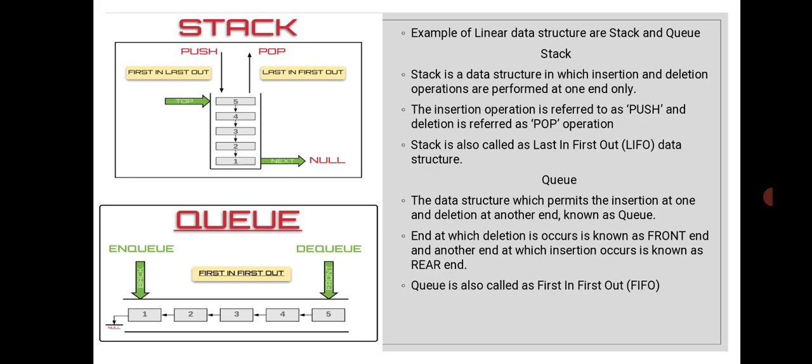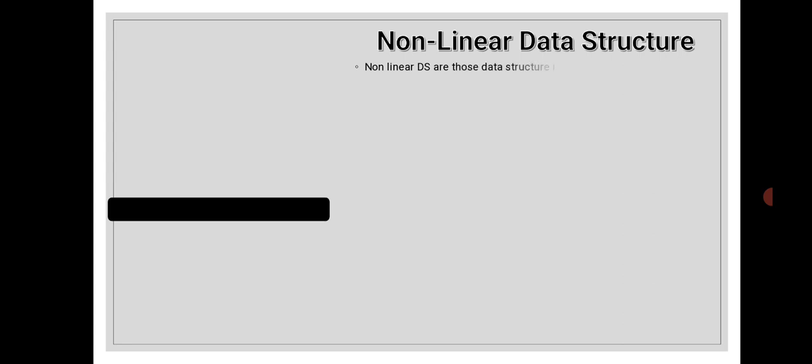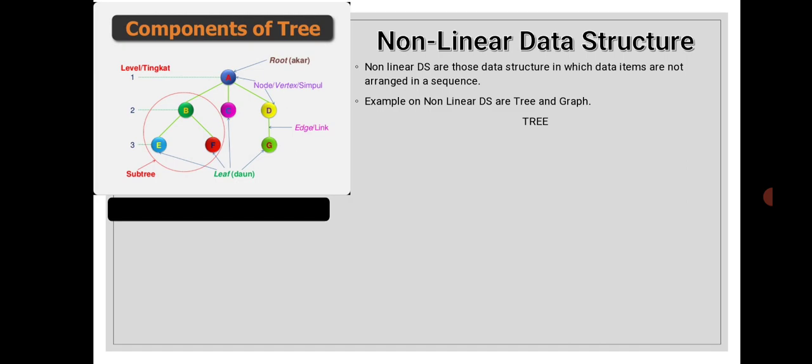Okay, let's move on to non-linear data structures like tree and graph. Non-linear data structures are those structures in which the data items are not arranged in sequence. Examples are tree and graph. A tree can be defined as a finite set of data item nodes in which data items are arranged in branches and sub branches.